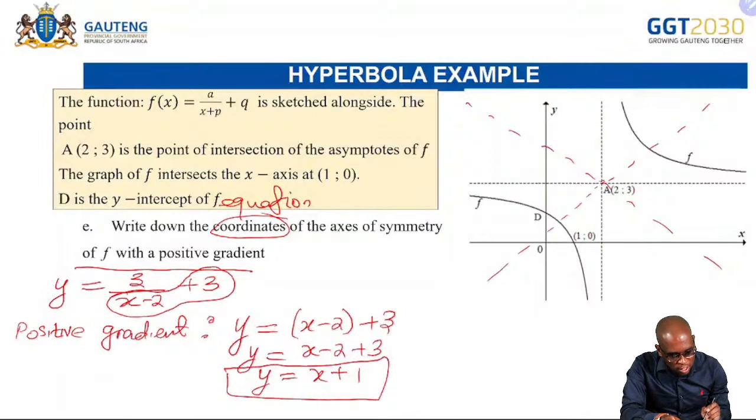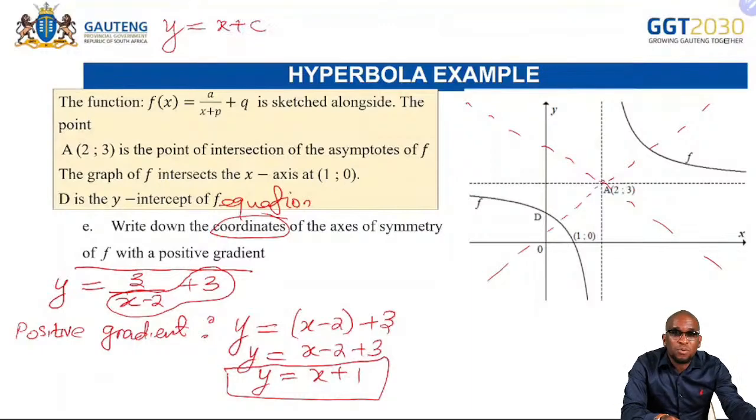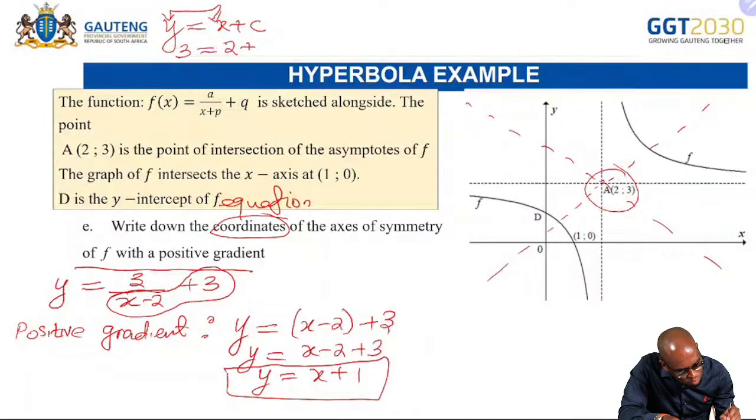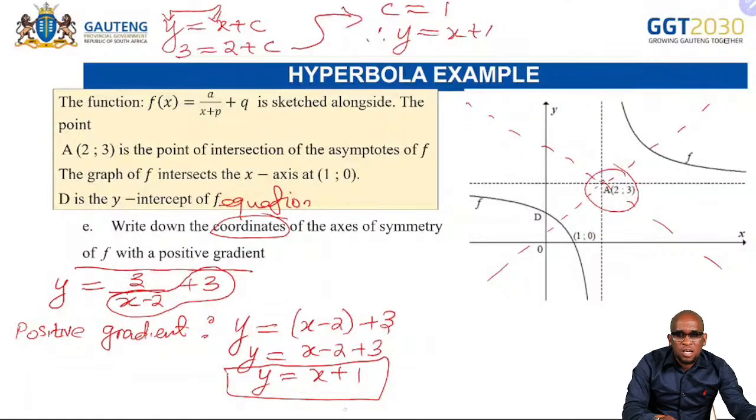Remember also, you can use the fact that y equals x plus c for the positive gradient one, where x and y represent the point where the asymptotes intersect. If you use that method, then you have 3 equals 2 plus c. Then you get that c equals 1. Therefore, y equals x plus 1, which is the same as what we got there. So it depends on you which method you want to use.